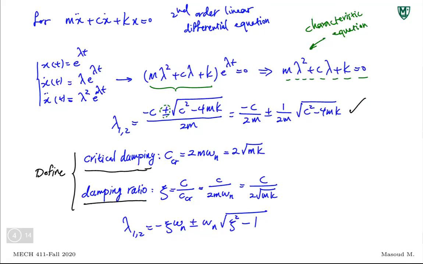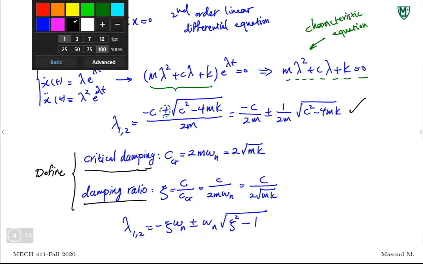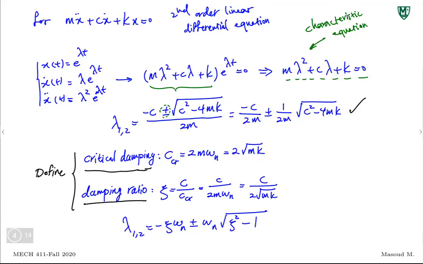Now, these are the roots, the equation for the roots of the characteristic equation. It gives us two roots, lambda 1 and lambda 2.